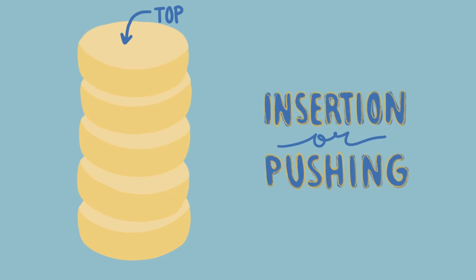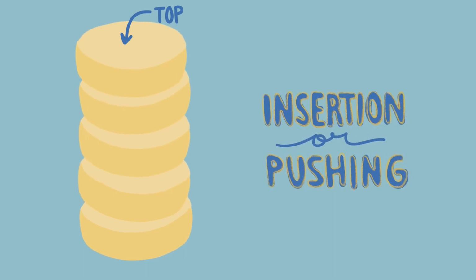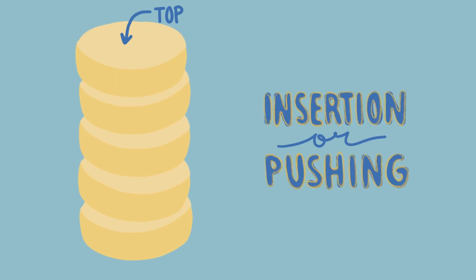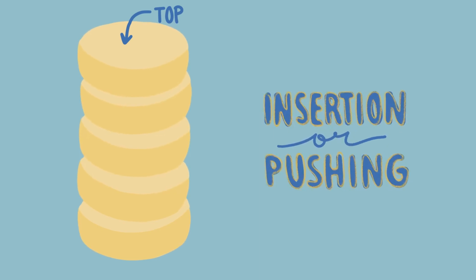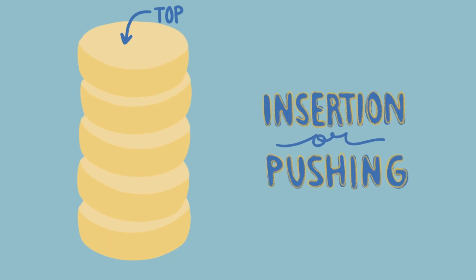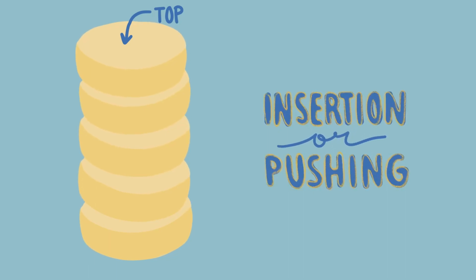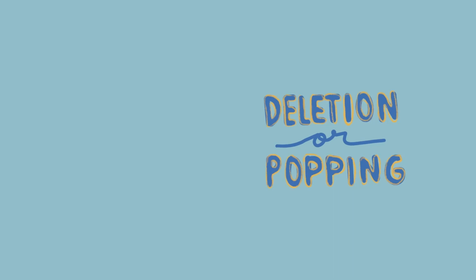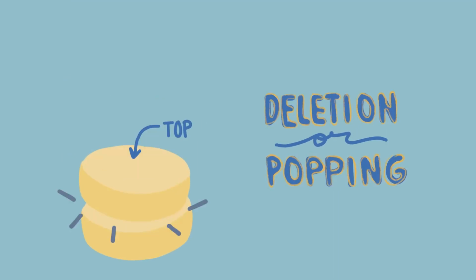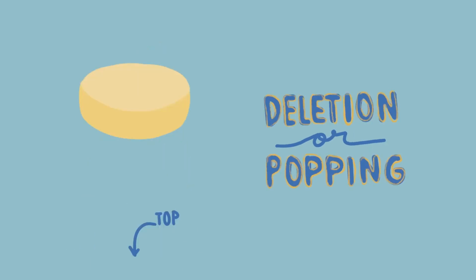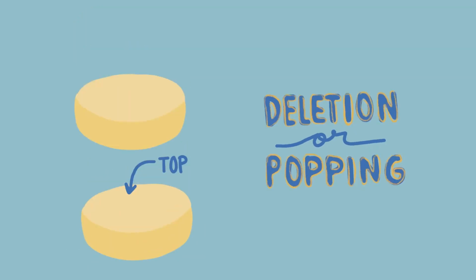If you want to insert it anywhere in the middle of the stack, you'll have to remove the pancakes from the top, then insert the new pancake and place those pancakes back again. In programming, this action of inserting elements to a stack is known as pushing. When you want to take a pancake out of a stack, you will remove the pancake on the top, then the one under it, and so on. Removing elements from a stack is known as popping.